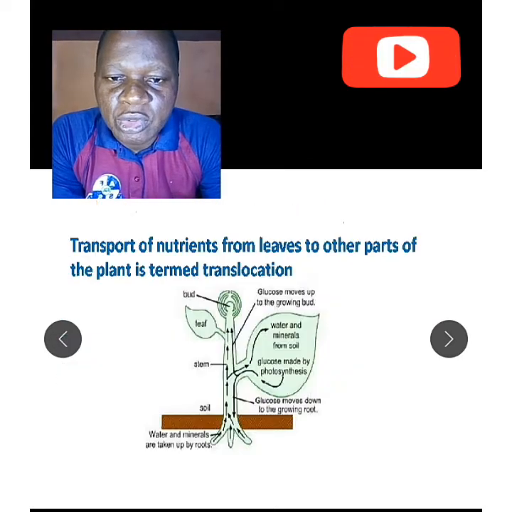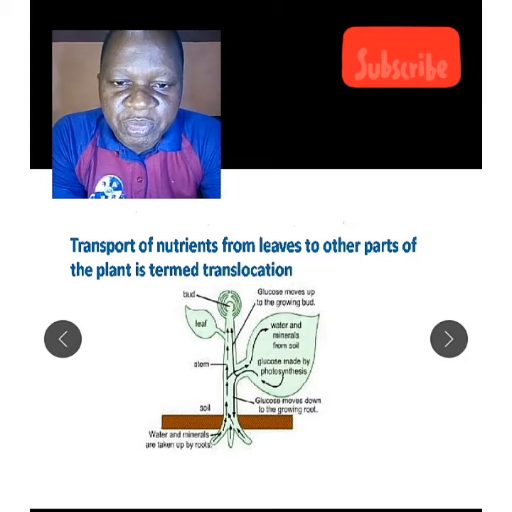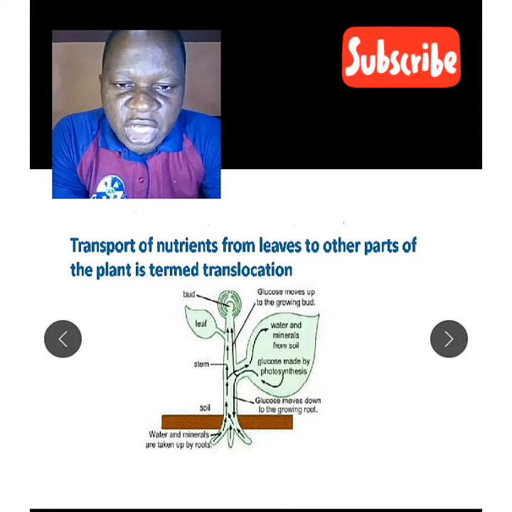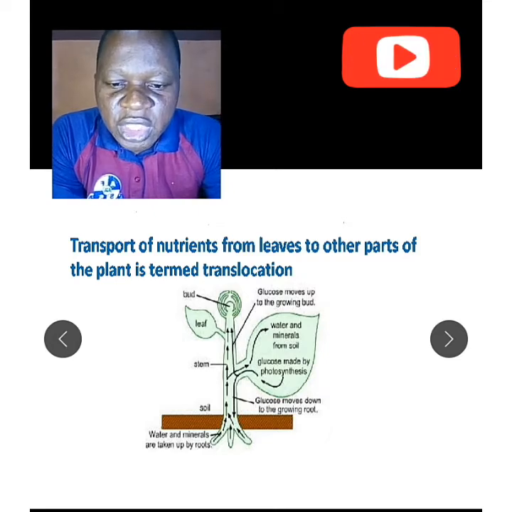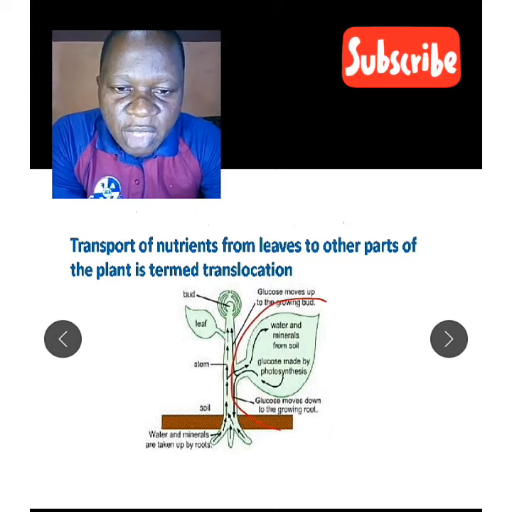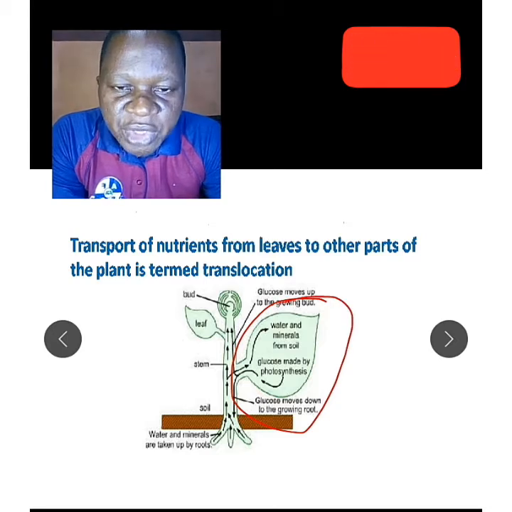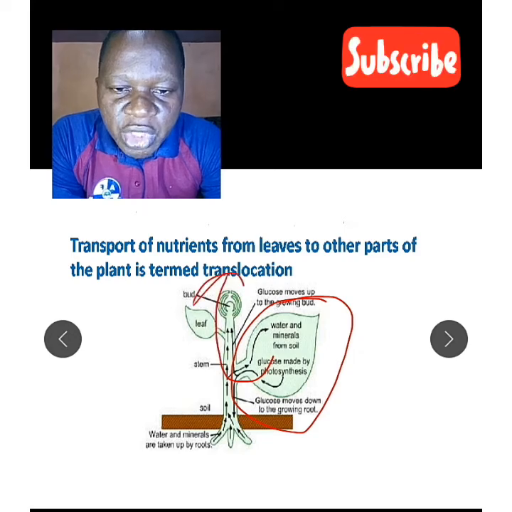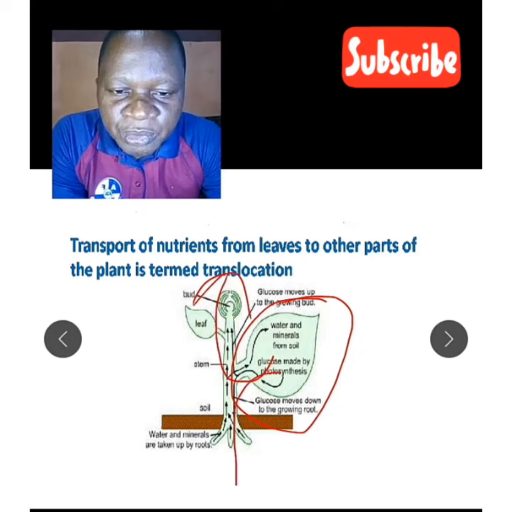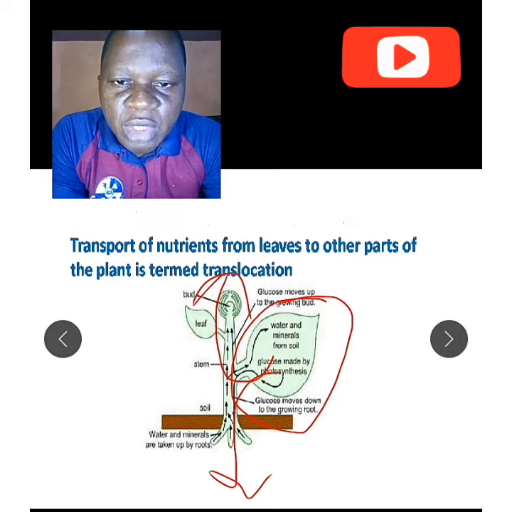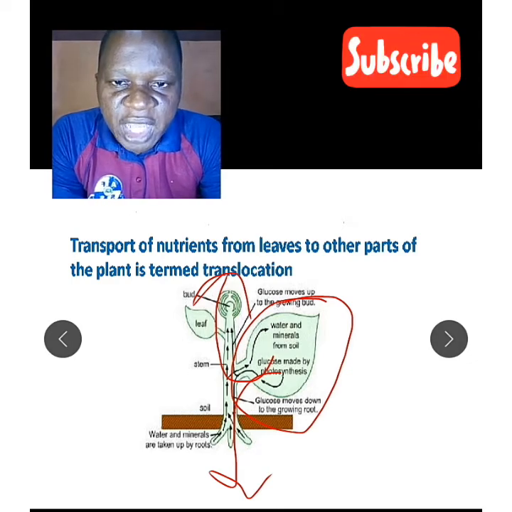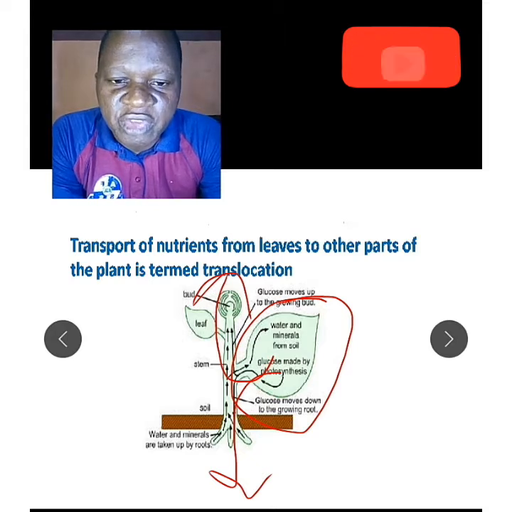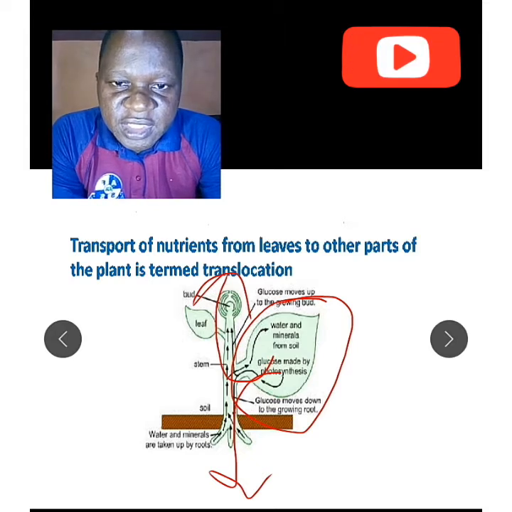Now this is a picture showing the translocation of food that is manufactured in the leaf. Look at this. This is representing the leaf. When the food has been manufactured, you can see the food move up to the bud, and also move down to the root. All the movement takes place through the phloem of the plant, and the particular part of the phloem responsible for that is the sieve tube.